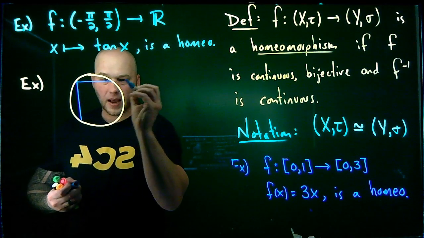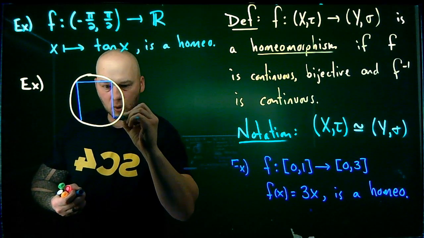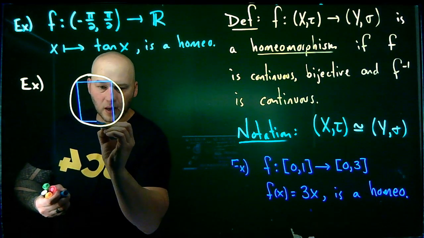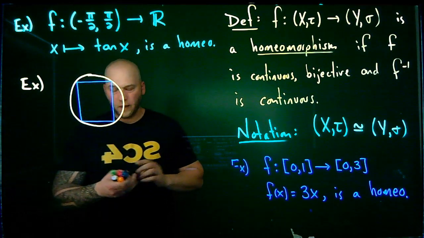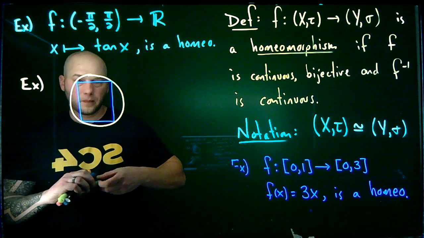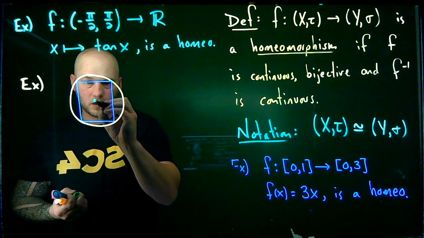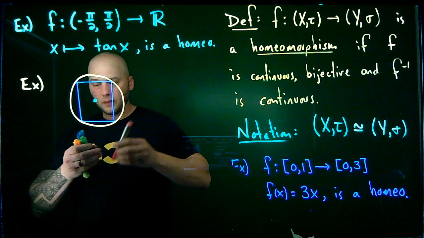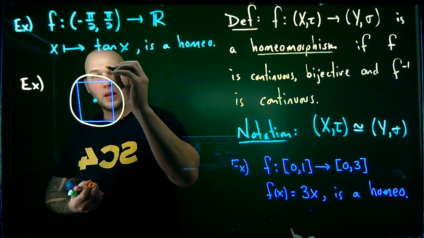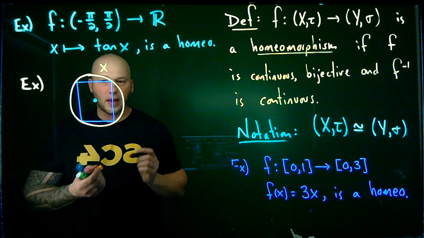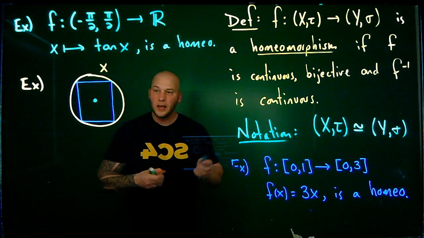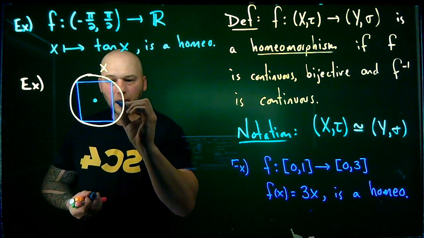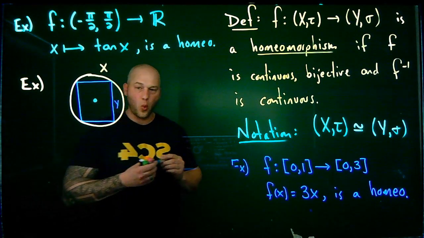Probably not the most accurate drawing here, but let's say I've got a square embedded inside of a circle. And let's just say for reference that this right here is the center of it. So what I have is, let's see what letters I use. X is going to be the topological space consisting of the circle, and Y is going to be the topological space consisting of the square.